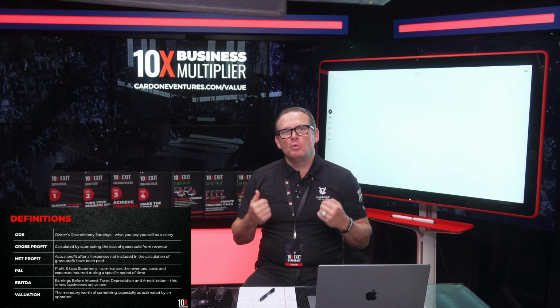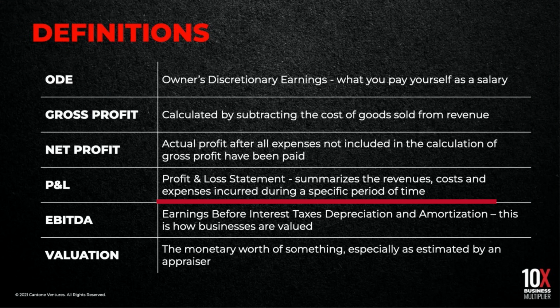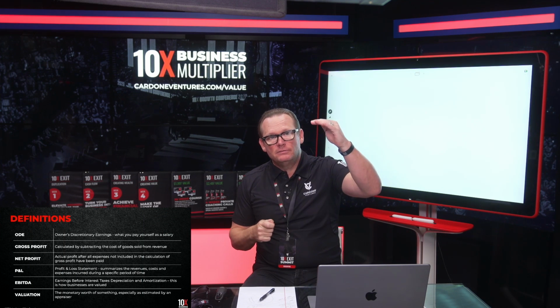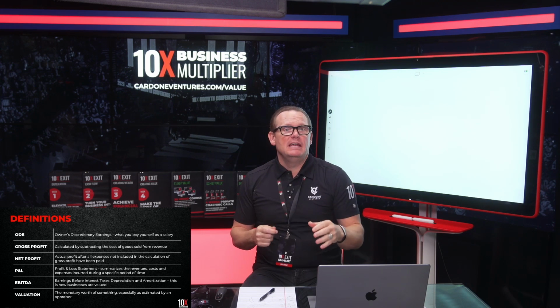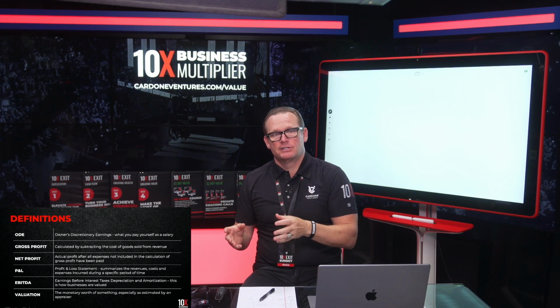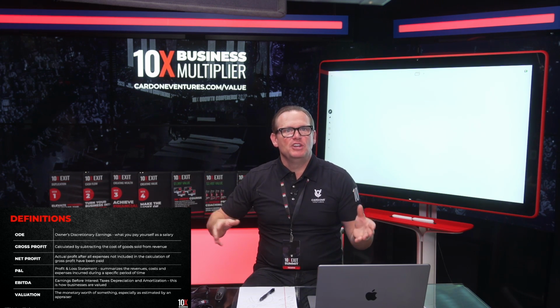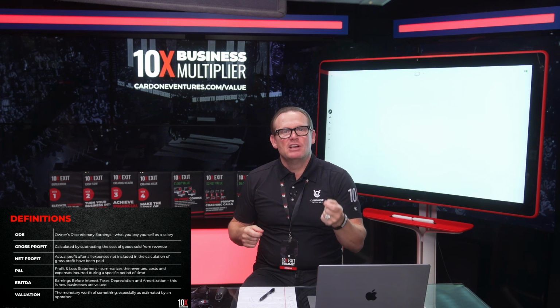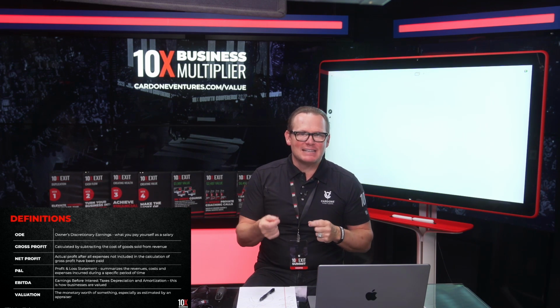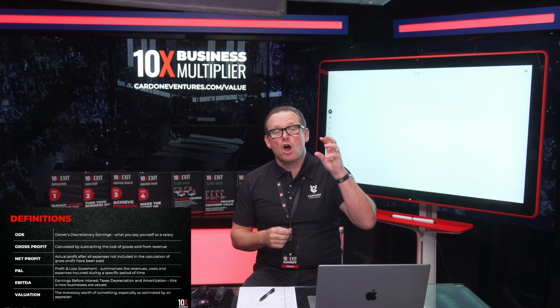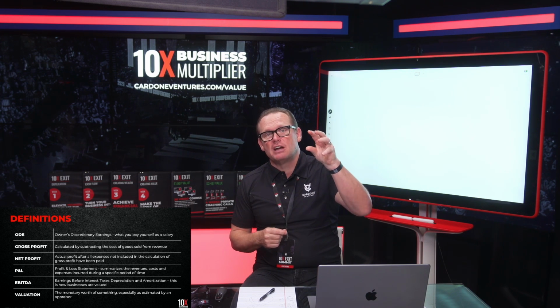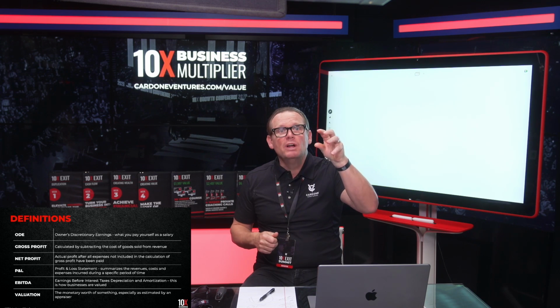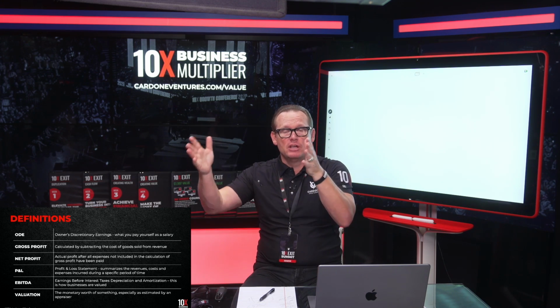Now, how do we determine what those elements are? We look at a profit and loss statement. That's your monthly, quarterly, and annual indication of revenue, gross profit, and ODE, owner's discretionary earnings. Or if you're a large business, your EBITDA, earnings before interest, taxes, and depreciation. Your ODE, when you're small, will drive a multiple that you get paid for your business.